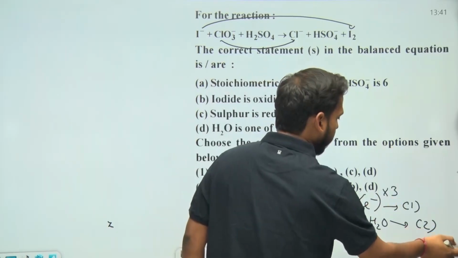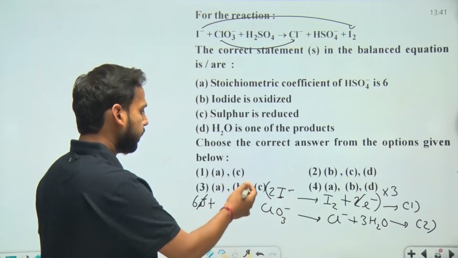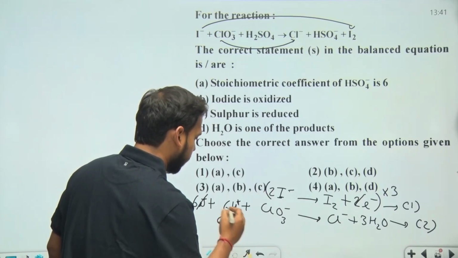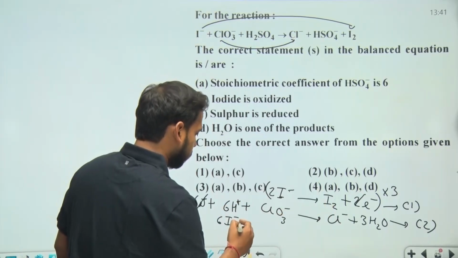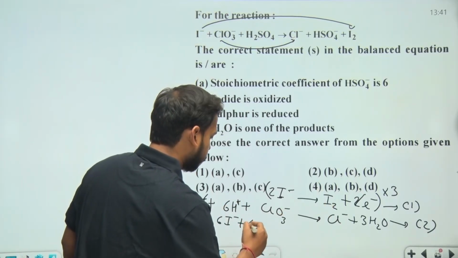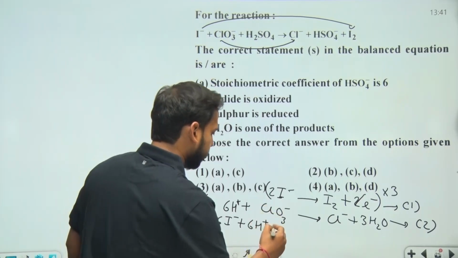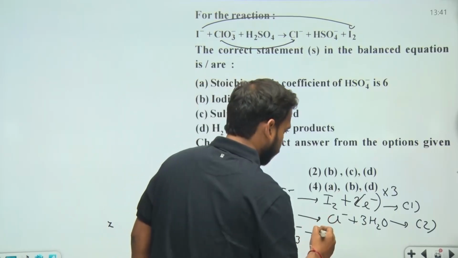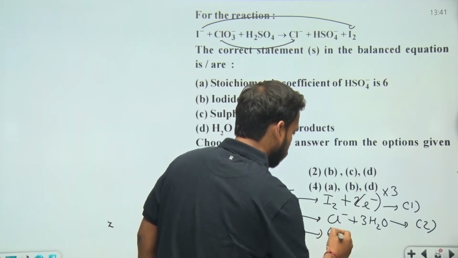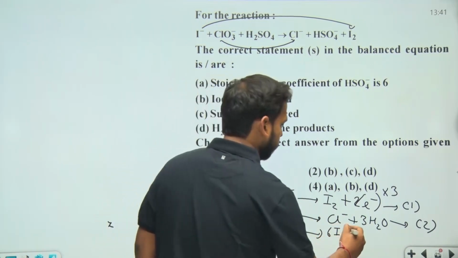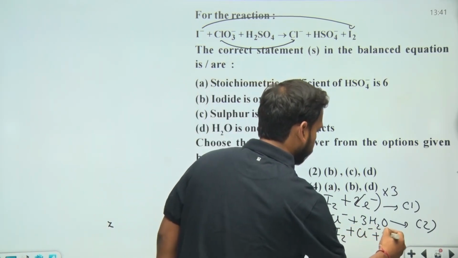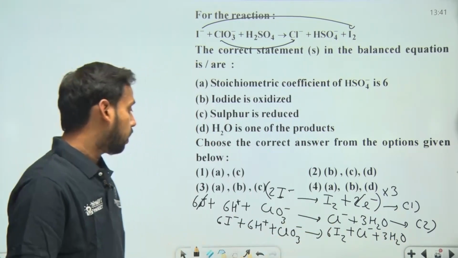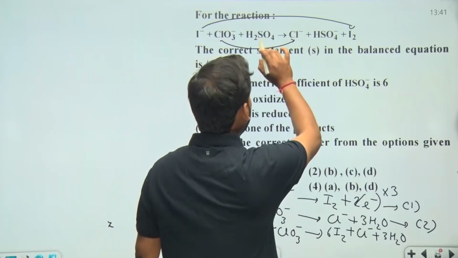So let's see, on adding both of the reactions, we will get 6I minus plus 6H plus plus ClO3 minus. It will give 3I2 plus Cl minus plus 3H2O. So this is going to be our final reaction, and HSO4 is also given.